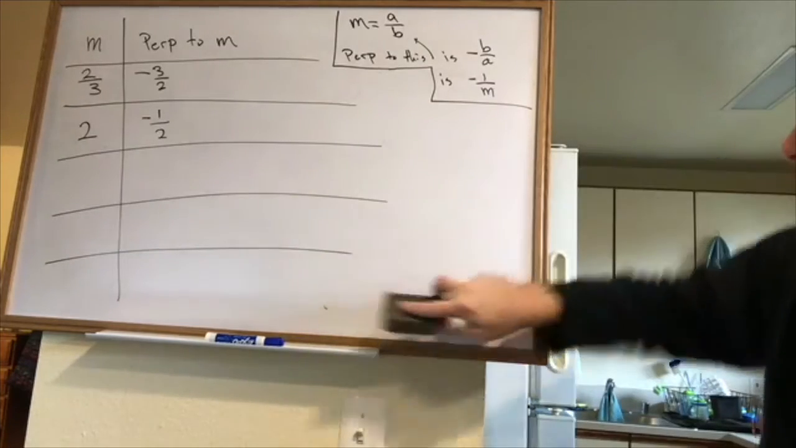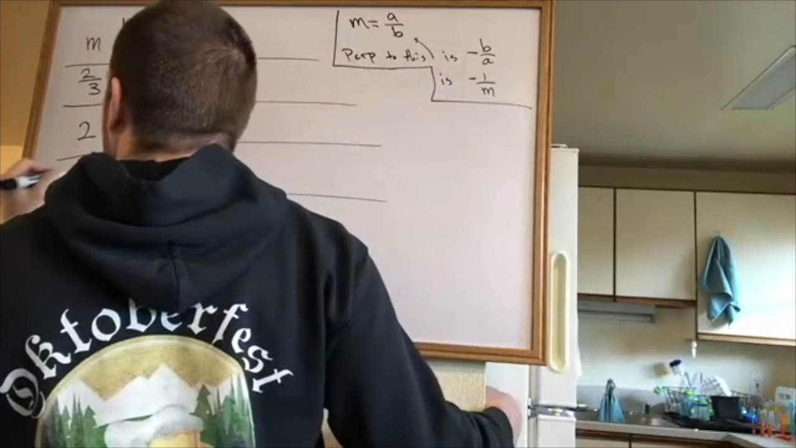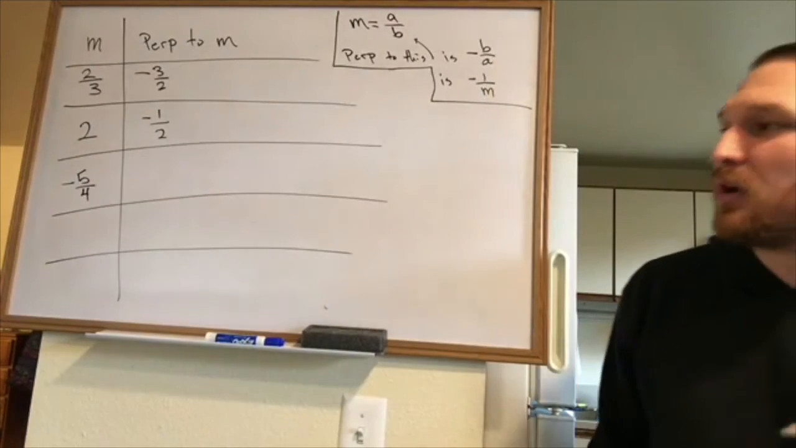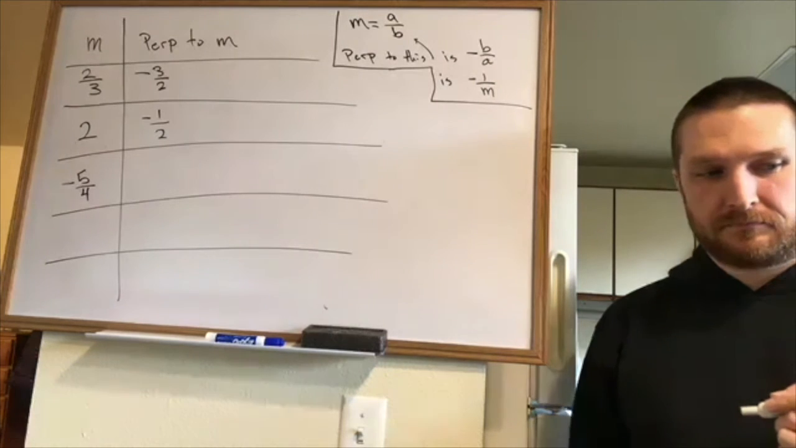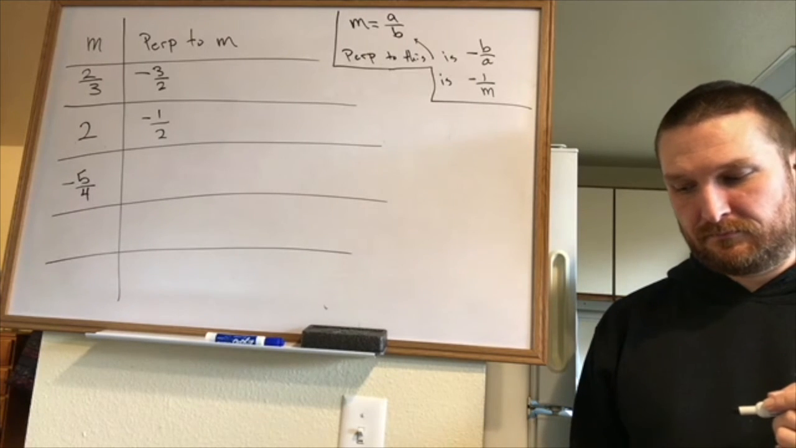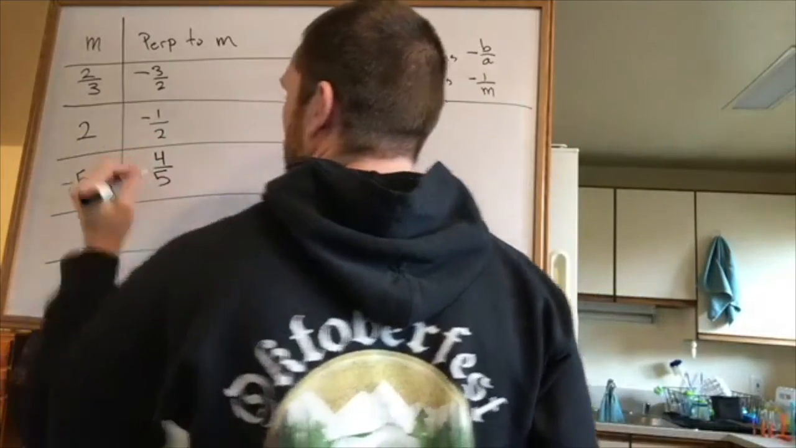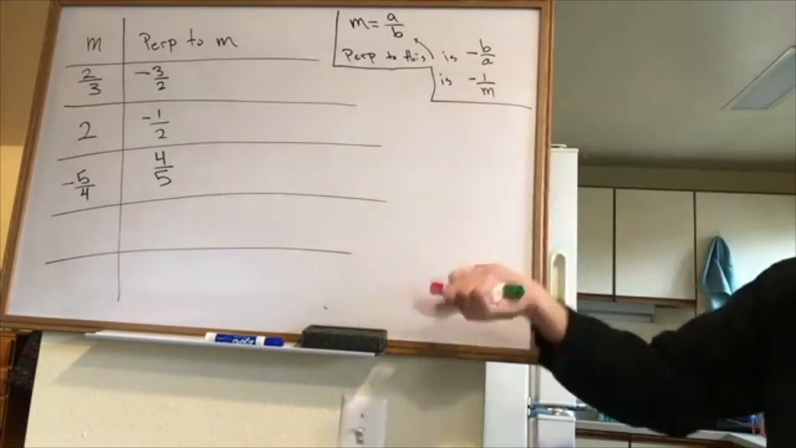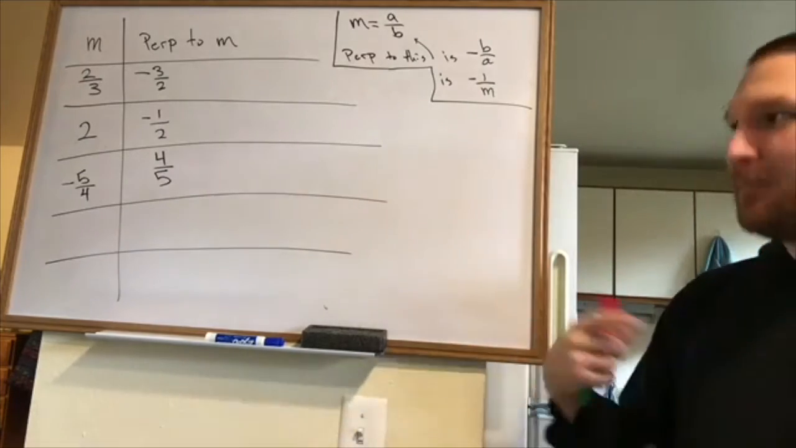Okay. What if I had -5/4? What's perpendicular to -5/4? Positive 4/5. Right? Because we're flipping it and making it negative, and making a negative is positive. Okay. What about this?